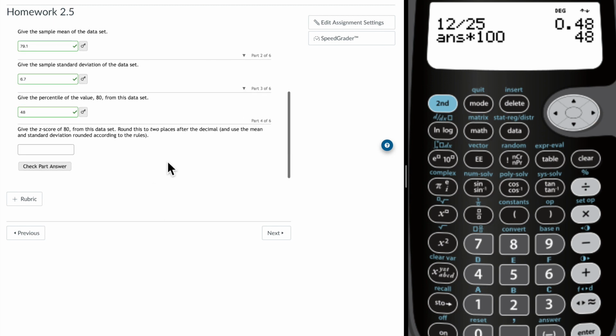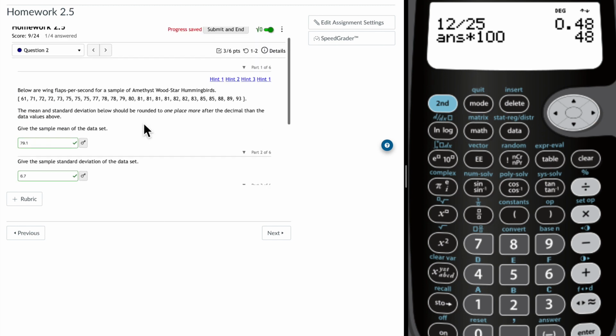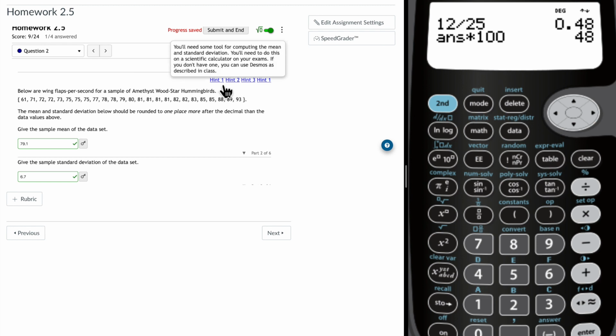And then the z-score of 80. So I think maybe there's a formula for the z-score here. Right there, it's x minus mu over sigma, or that's for if you know the population mean, mu. If you know the population standard deviation, sigma. If you know the sample mean, you use an x bar. Sample standard deviation, you use an s.